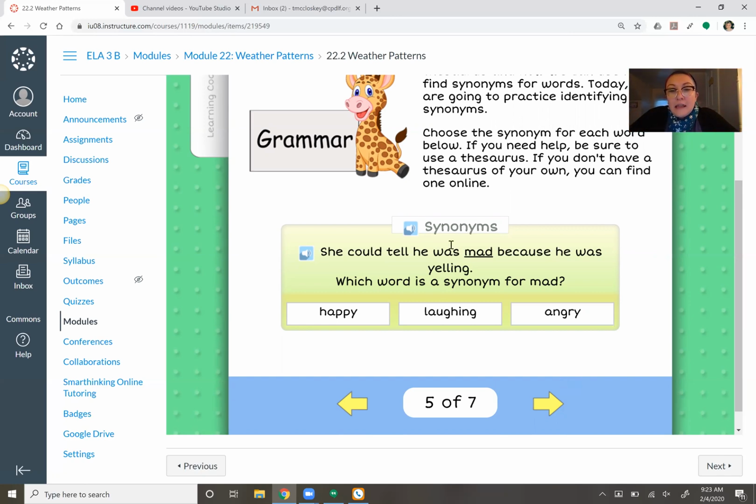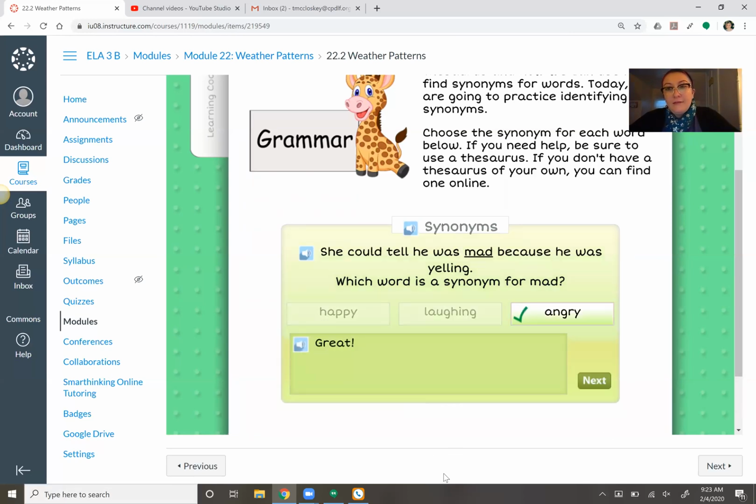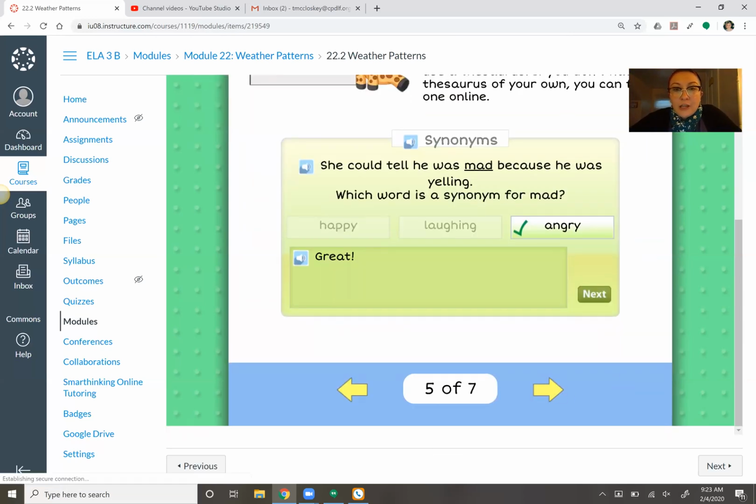So today, for example, she could tell he was mad because he was yelling. What word here also means mad? Happy, laughing, or angry? Well, happy's the exact opposite of mad. Happy's woo, mad is grrr. And laughing you typically do when you're happy, so it must be angry. So you'll do that self-check activity.